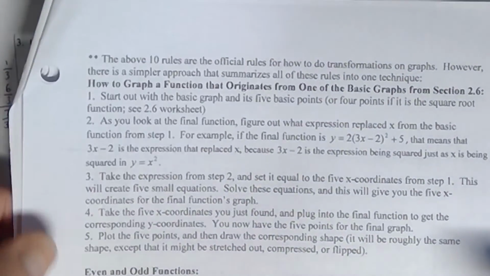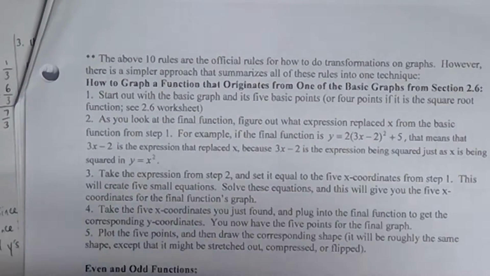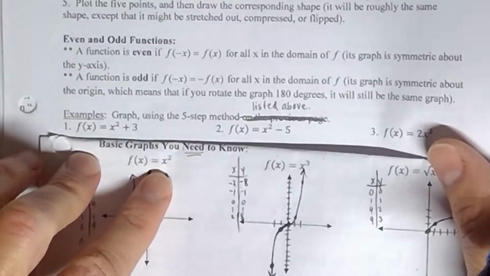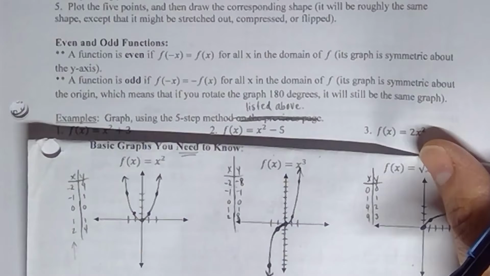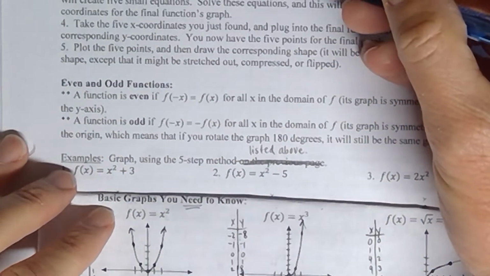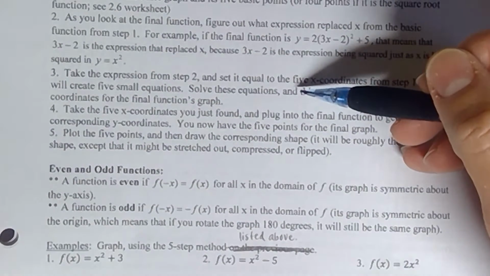Well, if it's still just x being squared, just like it is in the basic graph right here, again, the basic graph is x squared. Let me bring that back up here. The basic graph is x squared, and here the x is still being squared. When it's still the variable being squared, you can skip those two steps because that's where they talk about what happens if something else is being squared.